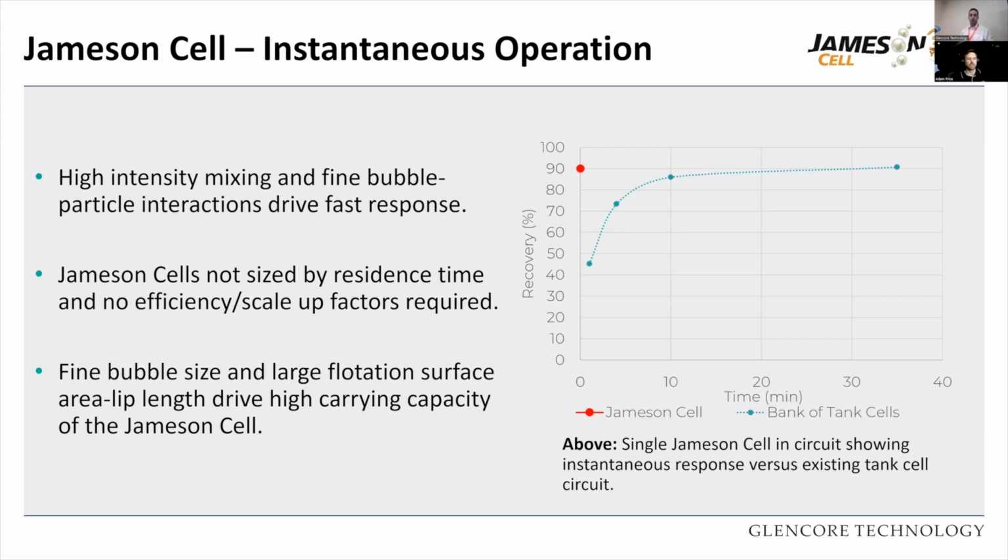Whereas for Jameson cells, the reason that we can operate with fewer units is because of what we just talked about, that very quick bubble particle interaction and the very quick kinetics, which means that we can recover to that target recovery in basically a single unit or a couple of units. Essentially, within the first unit, if a particle wants to float and it has the ability to contact a bubble, it will contact a bubble immediately.